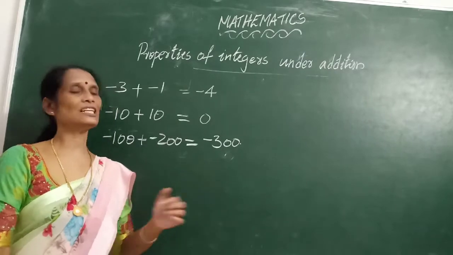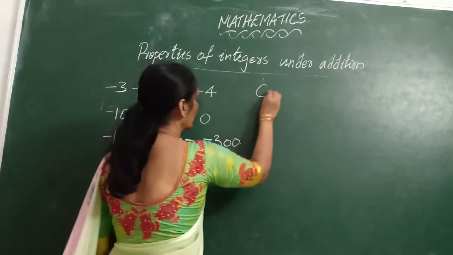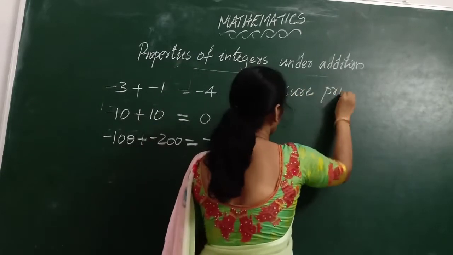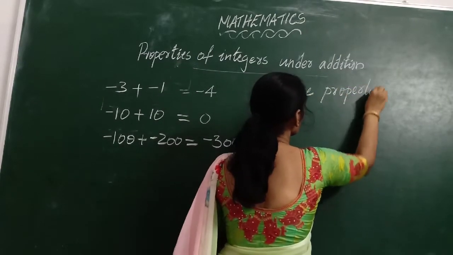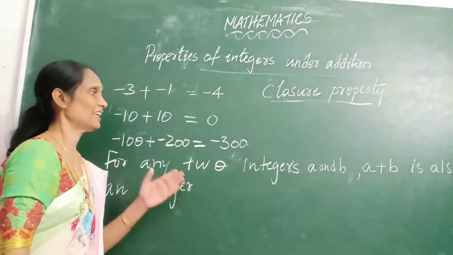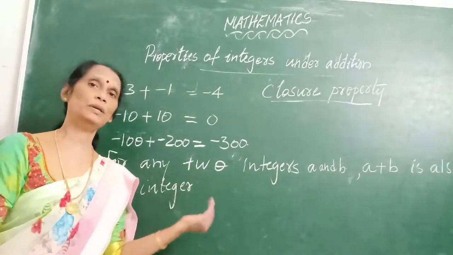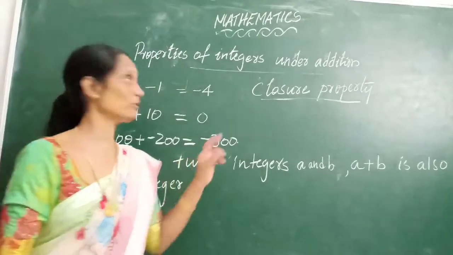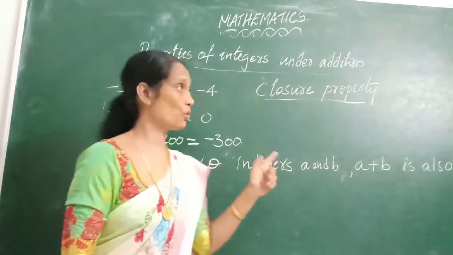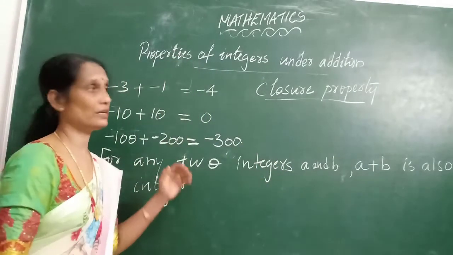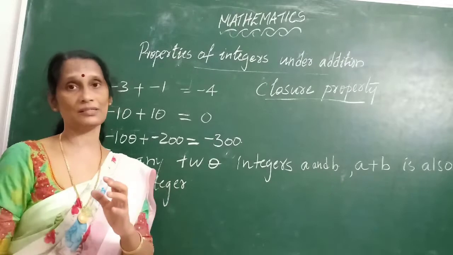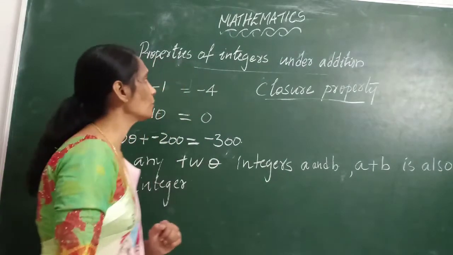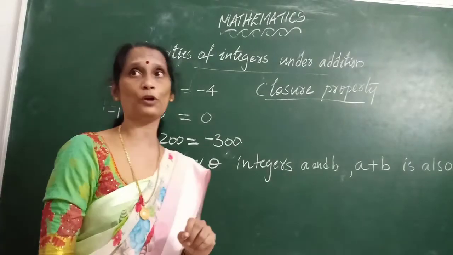So this property is called closure property under addition. Which property? Closure property. For any two integers a and b, a plus b is also an integer. That is called closure property. We are talking about addition. So closure property under addition. When a and b are two integers, the sum a plus b is also an integer.